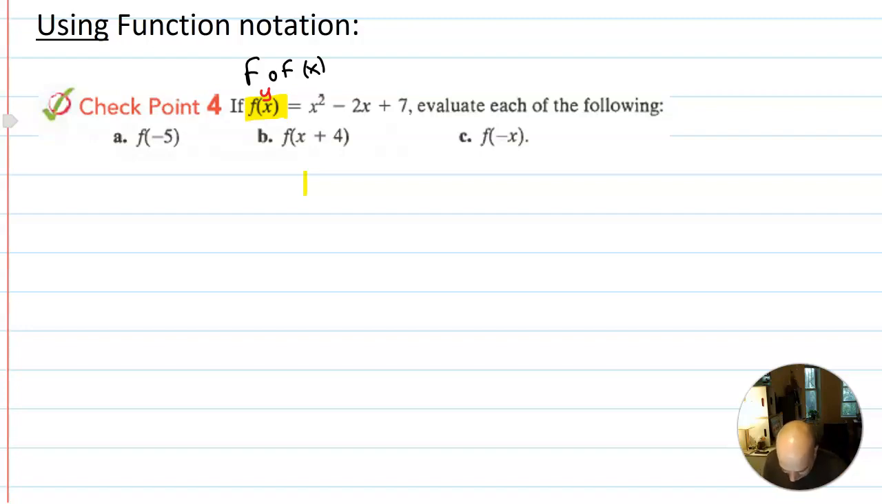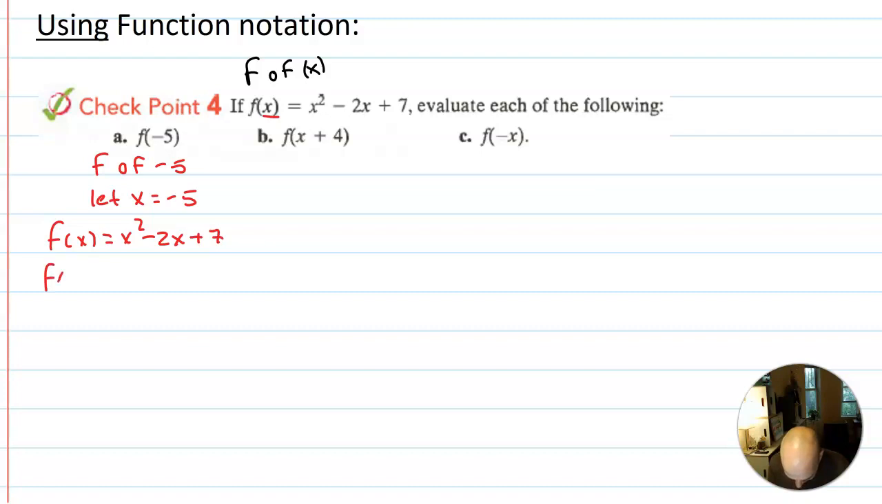And we're given the function f of x equals x squared minus 2x plus 7, and they ask us to evaluate each of the following. So x is the input. So when we say something like f of negative 5, what we're saying is let x equal negative 5. That's what we're saying. And we substitute that in. So if f of x equals x squared minus 2x plus 7, then f of negative 5 is, and be sure you put parentheses here, negative 5 quantity squared minus 2 times quantity negative 5 plus 7.